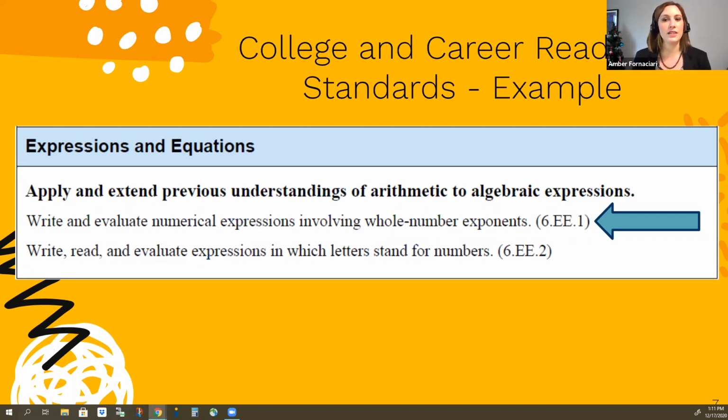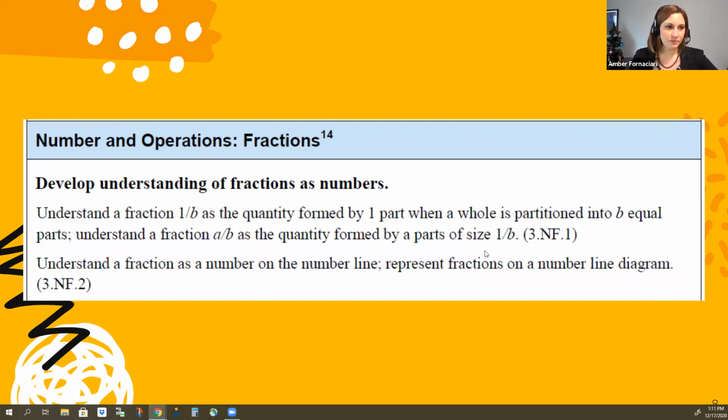Apply and extend previous understandings of arithmetic to algebraic expressions. If you look at this particular standard, write and evaluate numerical expressions involving whole number exponents. If you're at all familiar with the math standards, sometimes when you read them, you have to do that reading strategy where you read it 3 times before you even understand the words. And then, especially if you're not math inclined, you have to go back and see an example. And what does that mean before you can even approach teaching it with your students? This can be easier than you think it is.